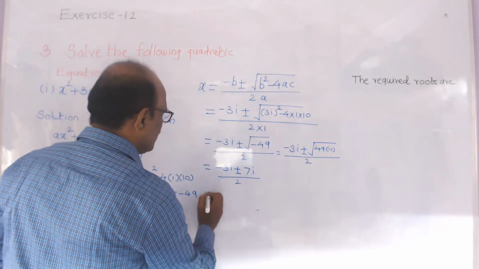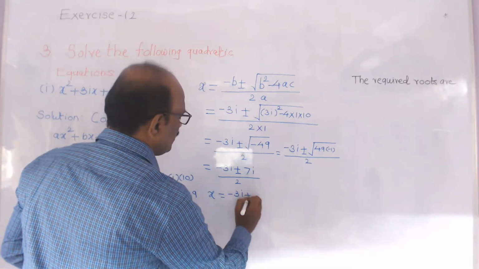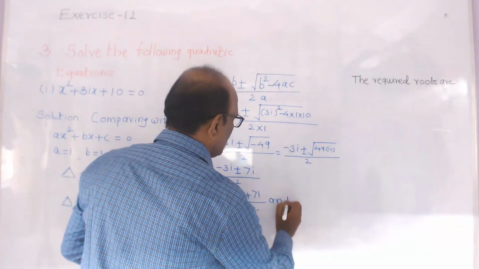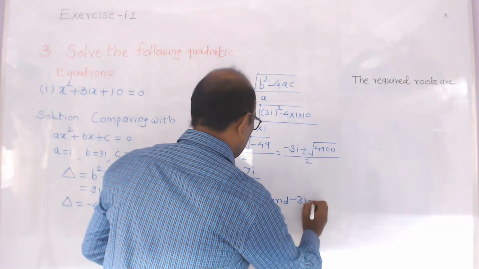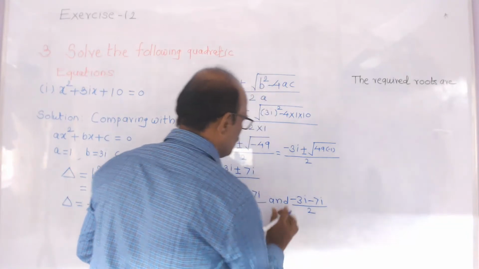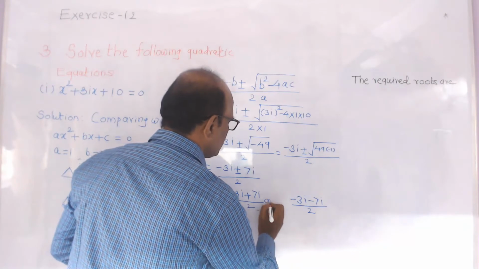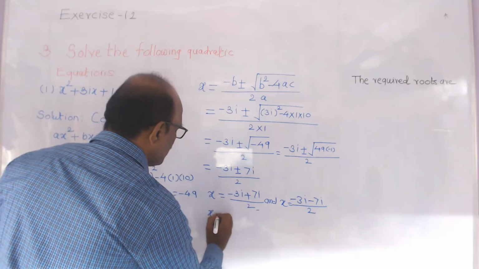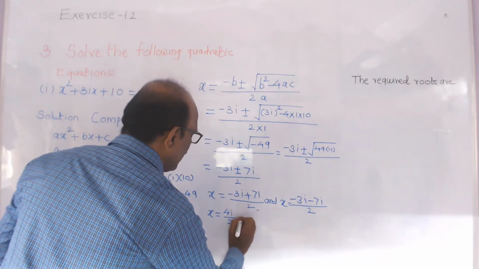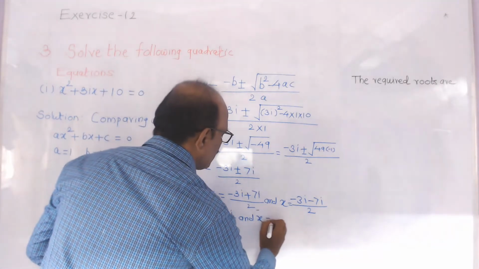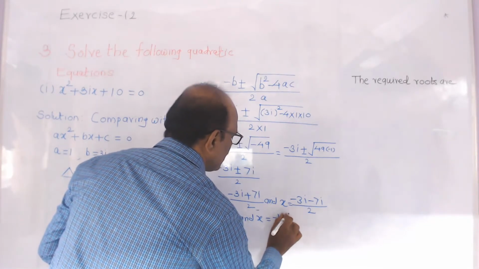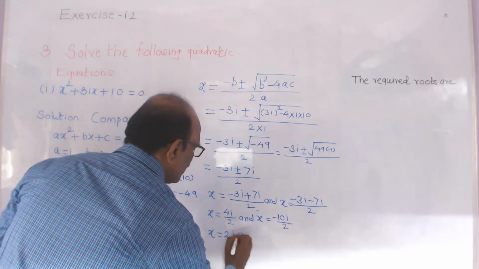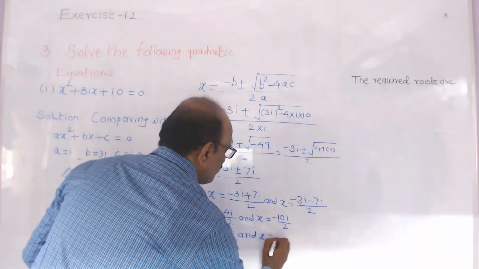Now here we will take x equals minus 3i plus 7i upon 2, once we take the plus sign, and another is minus 3i minus 7i, and this divided by 2. Here x equals minus 3i plus 7i, that is 4i. Therefore here you will get 4i upon 2, and here x equals minus 10i upon 2. If we divide, then you will get x equals 2i, and here x equals minus 5i.